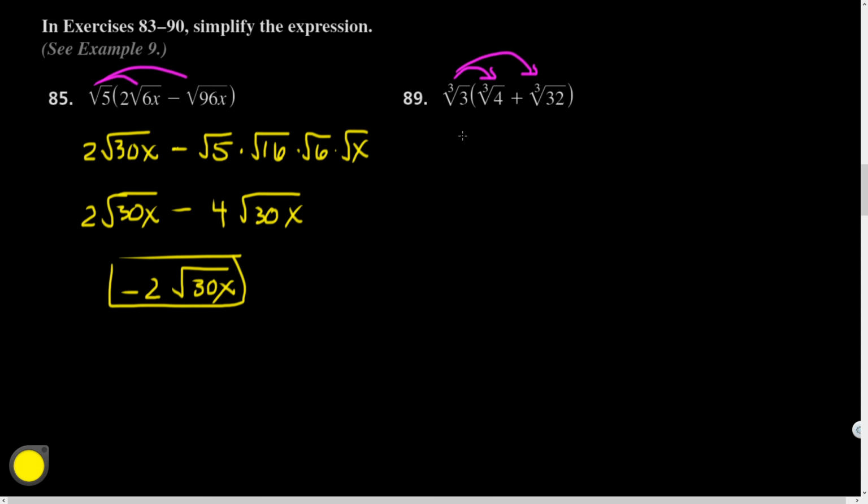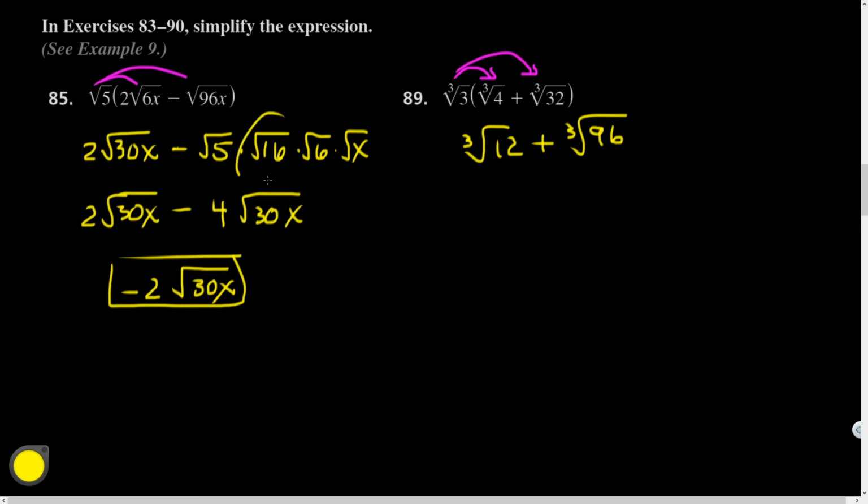Cubed root of 3 times cubed root of 4 is the cubed root of 12 plus the cubed root of 3 times the cubed root of 32. Is that going to be 90 plus 6 again? That's weird because we were just working with 96. Except, I need to find a perfect cube that goes into 96. Now I have a feeling it's probably going to relate to 12 in some way. So it's probably going to relate to that. I suspect it's going to be 8.